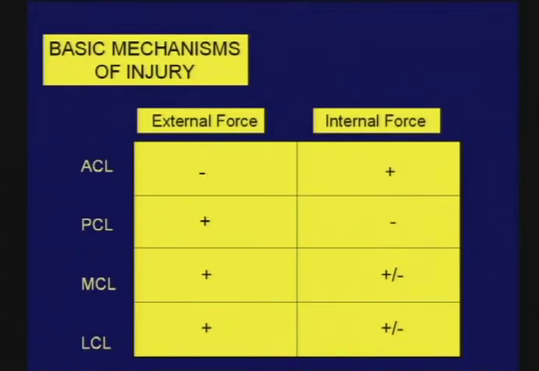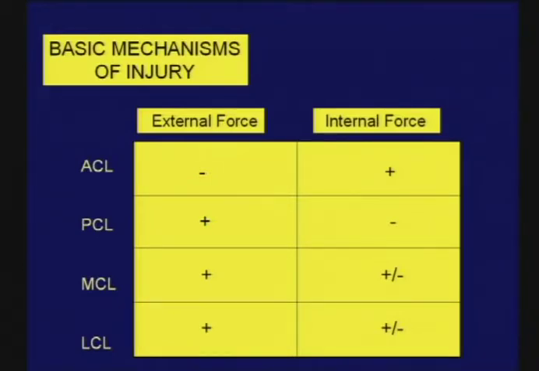Or the posterior cruciate ligament, the person sitting in the front seat of a car. The car stops, the person doesn't. The knee strikes the dashboard. The tibia is driven back. External force, the main indicator in a posterior cruciate ligament injury. And then in the medial and lateral sides of the knee, both external and internal force.